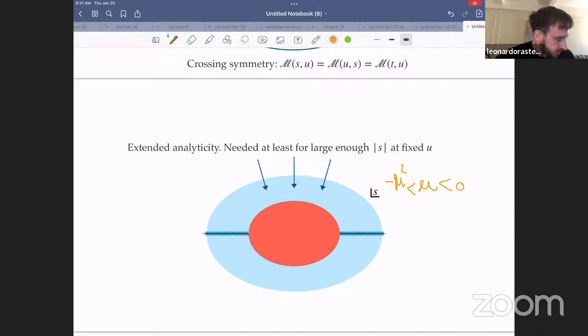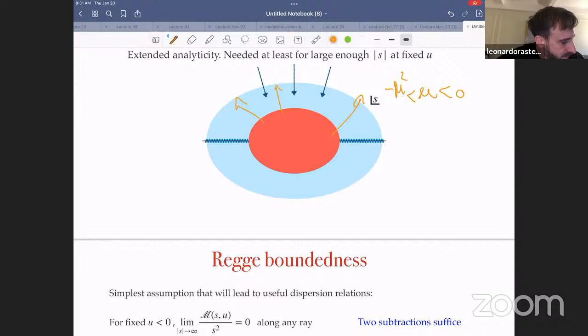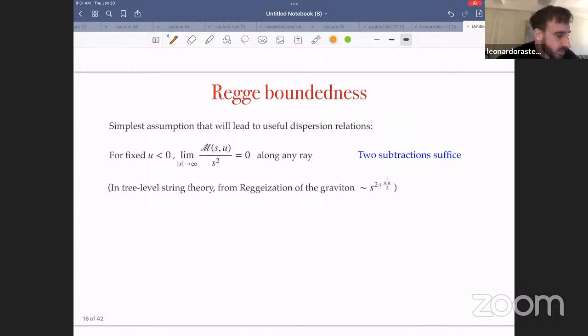And the perhaps more subtle assumption, which I will have to discuss in two steps, is the one of Regge boundedness. So in this limit in which we take large S along any ray in the complex S plane for fixed U, that is the Regge limit of high energy and small angle, the amplitude should decay sufficiently fast. In fact, if you divide by two powers of S, you should go to zero. That means that if you take M over S squared, you can write down a dispersion relation. And so the number of powers of S in the denominator is known as the number of subtractions. And so the slogan is that two subtractions suffice.